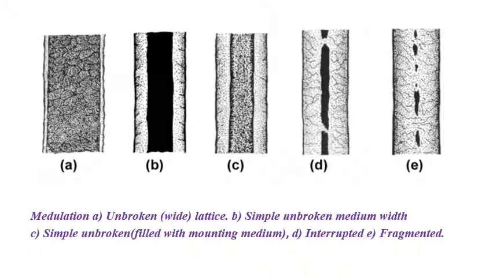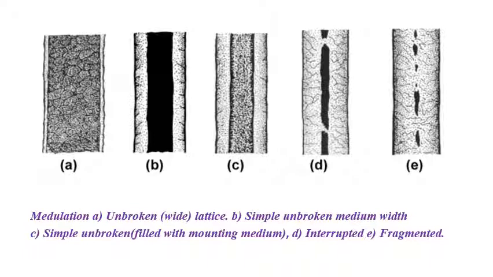Here in this picture we can see different kinds of fibers with different widths of the medulla. You can see A, B, C, D and E. In case of A, the medulla is unbroken and it is very wide. In case of B, it is again unbroken and dark, but the width is less.